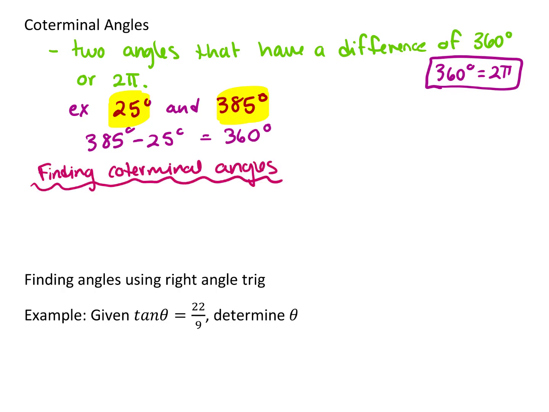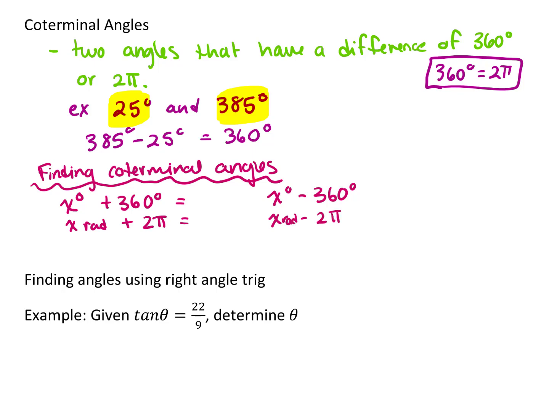So if you're asked to find a coterminal angle, then you can take the original angle that's given to you and you can add an interval of 360, or do the same in radians. You could also take the original angle and you could subtract 360 because you can have negative angles. Or you could subtract 2 pi.